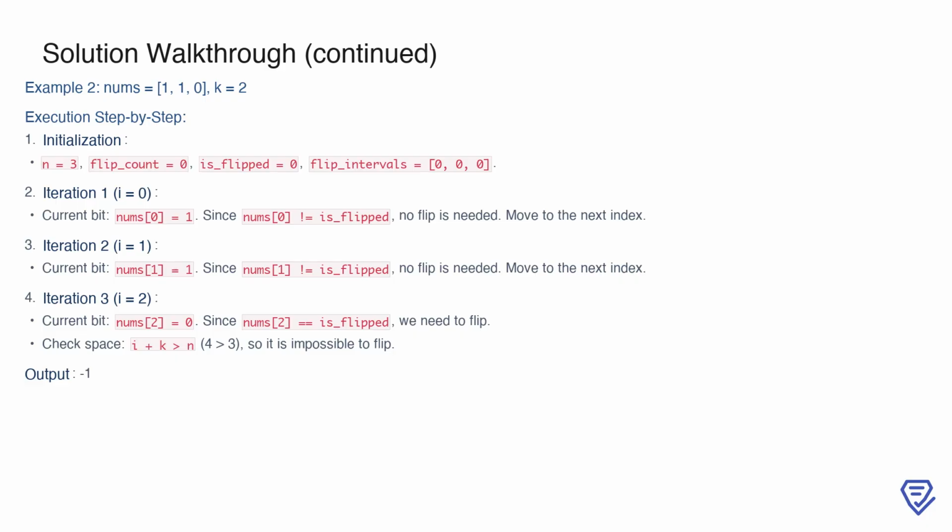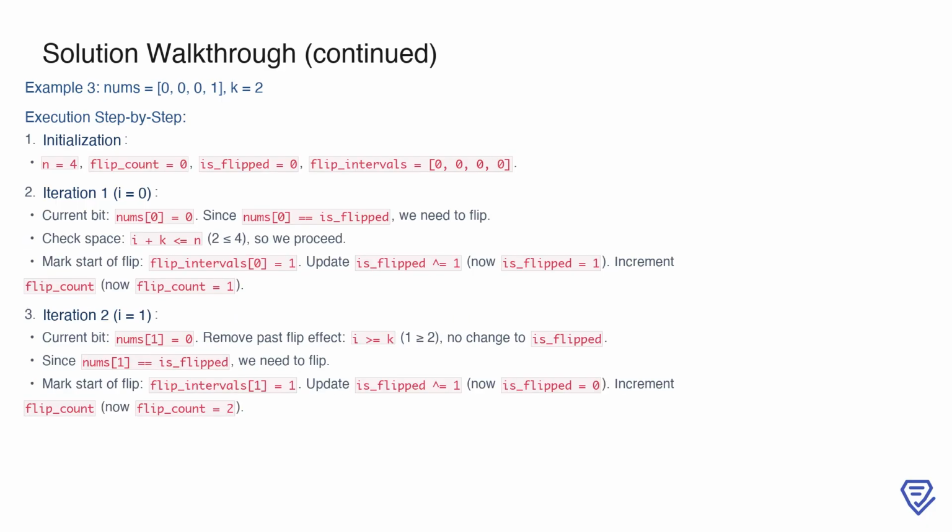At I equals 2, the current bit is nums[2] equals 0. This time, nums[2] matches is_flipped, so a flip is required. However, when we check if there's enough space to perform a flip of size k, we find that I plus k equals 4, which exceeds n equals 3. This means it is impossible to flip all bits to 1, so the output is -1.